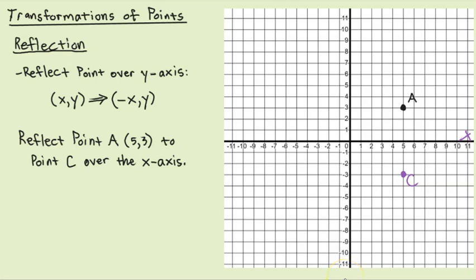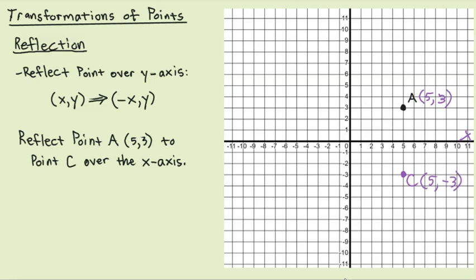And so let's look at our coordinates again here. A is at (5, 3), and C over here is at (5, -3). And so it looks like the thing that changed was the y-coordinate this time. It looks like this time the x-coordinate stayed the same, but the y-coordinate changed from 3 to -3.